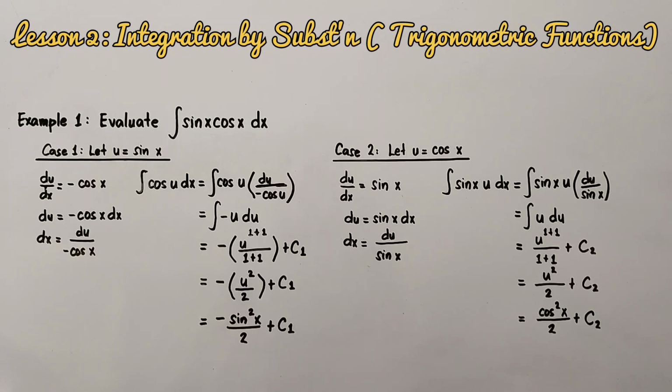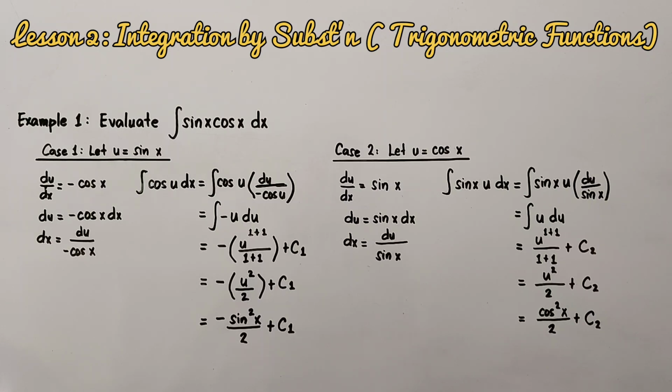The integrand now becomes u du. Applying the rule of antidifferentiation, we have u power 1 plus 1 over 1 plus 1 plus c sub 1, and it is equal to u squared over 2 plus c sub 1. Substituting u by sine x, we have sine squared x over 2 plus c sub 1. For case 2, we let u equals cos x, so du over dx is negative sine x, du is negative sine x dx, and dx is du over negative sine x.